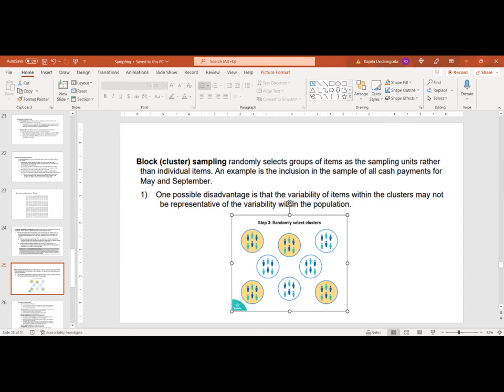So we discussed 3 approaches: simple random samples, right? And then systematic random or interval samples, and thirdly, cluster samples. So these are the 3 sampling methods that we have discussed so far.